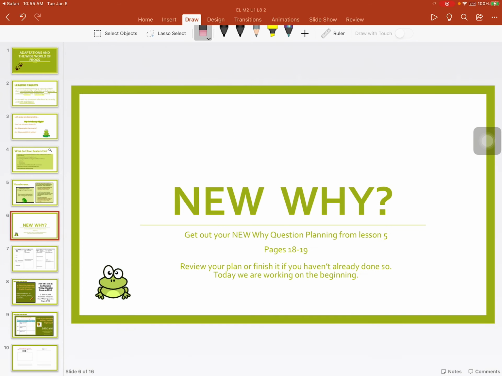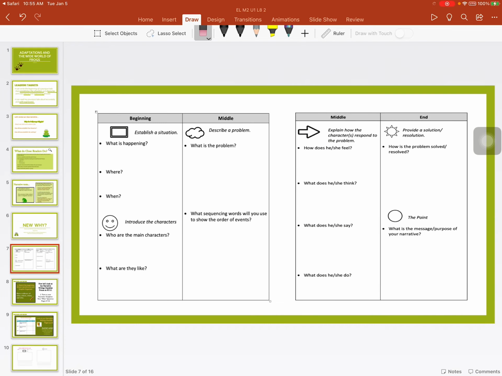New why. Get out your new why question planning from Lesson 5. It's on pages 18 and 19. Now review your plan or finish it if you haven't already done so. Today we are working on the beginning, so you're just going to go ahead and review these pages. These pages should be complete or about complete, and we're going to reference these pages when we're continuing our writing.